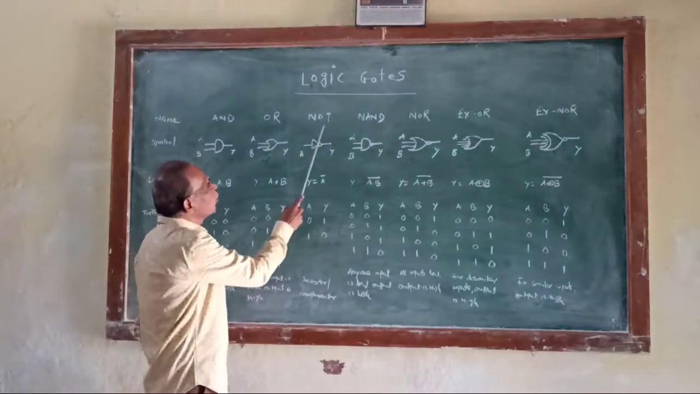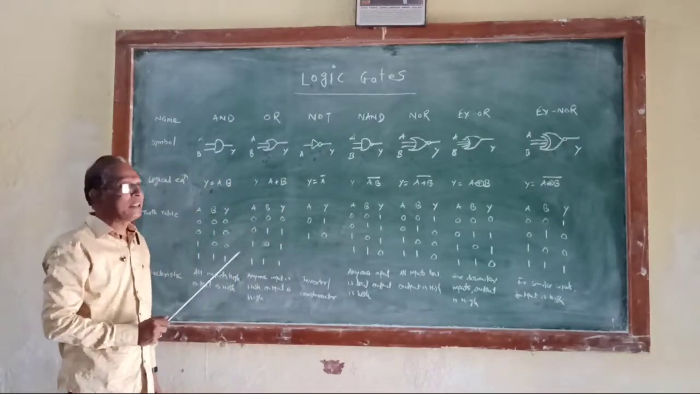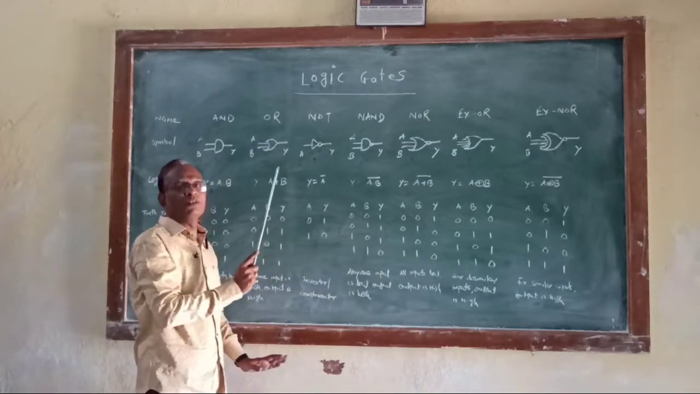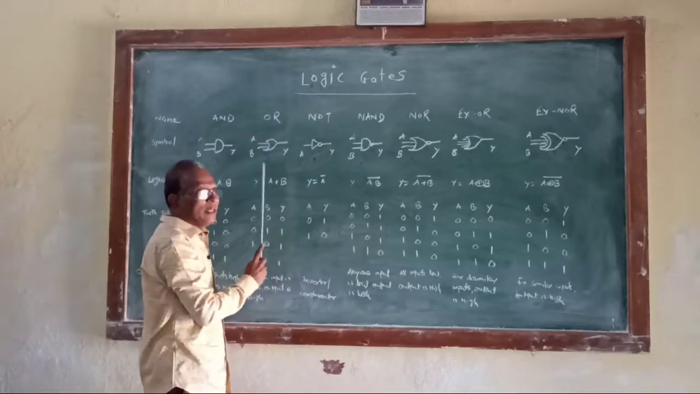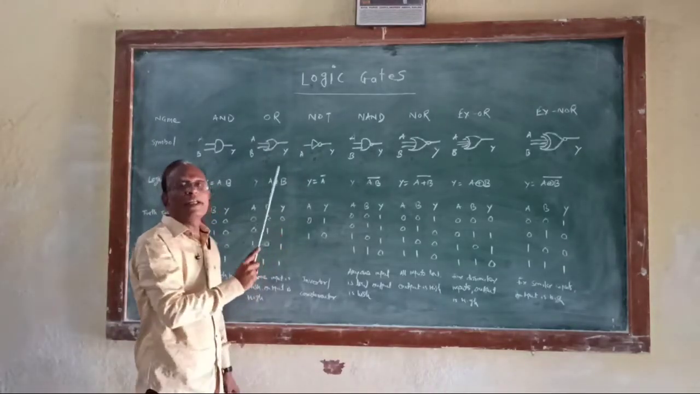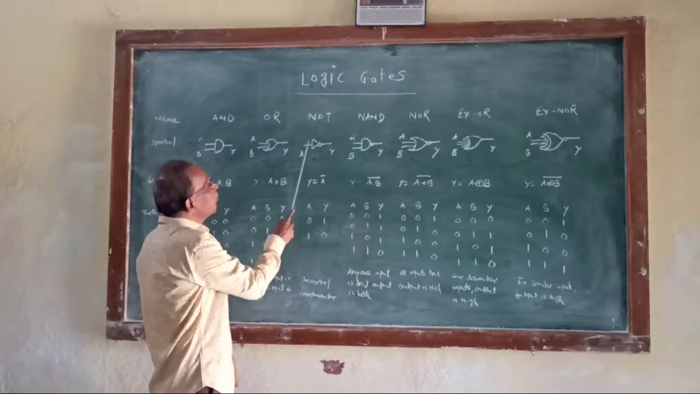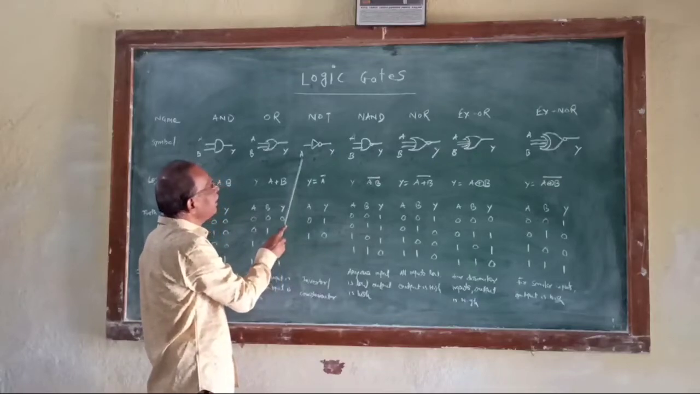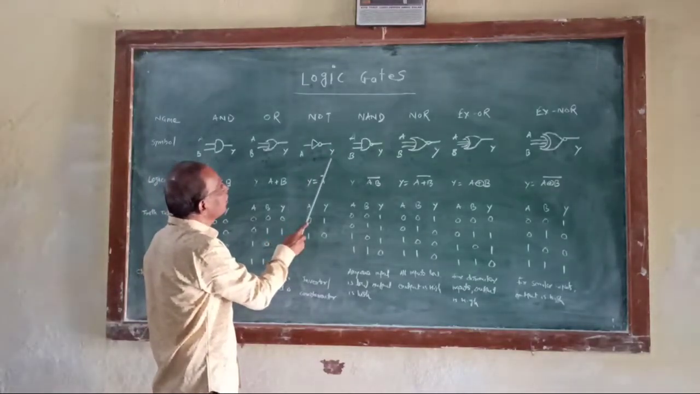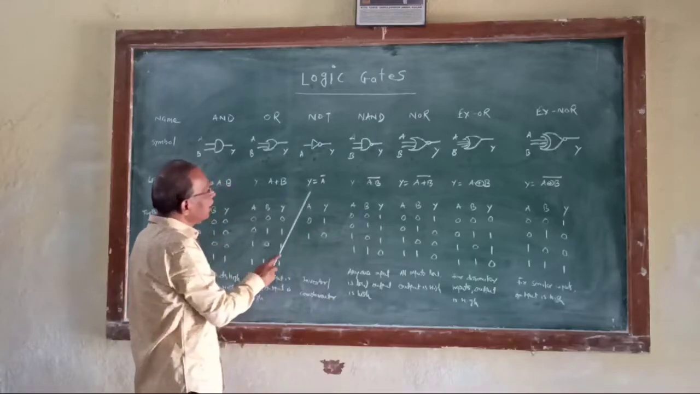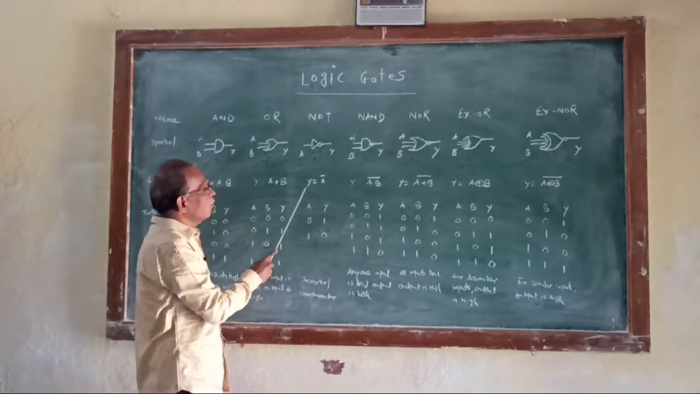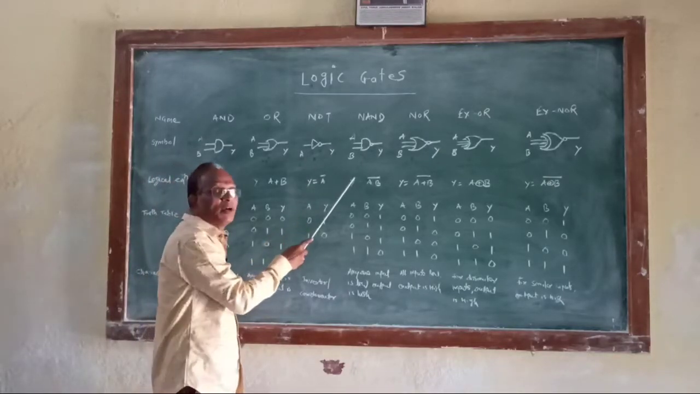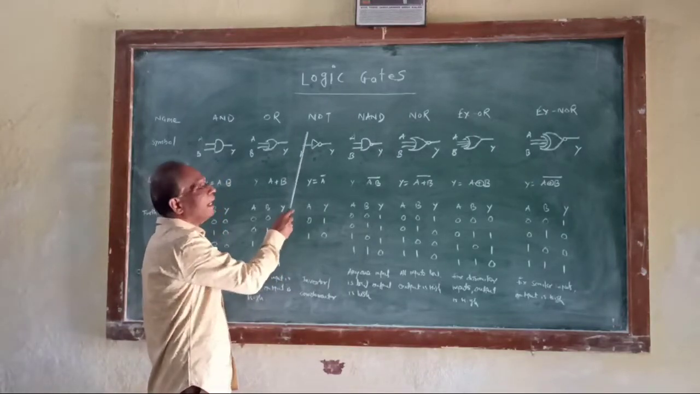Now the next gate, that is the NOT gate. This is the only gate which has only one input and one output. Output is one for all the gates, but the NOT gate is the only gate which has only one input. The symbol is a simple triangle with a bubble here. On the left hand side there is A, that is the input, on the right hand side there is Y, and this is the logical equation for the NOT gate: Y is equal to A bar. Whatever you give in the input is inverted on the output side, and therefore it is called a NOT gate.